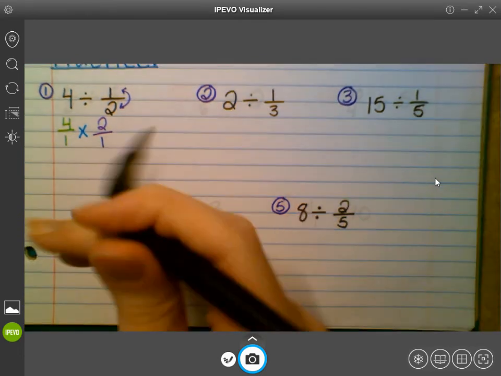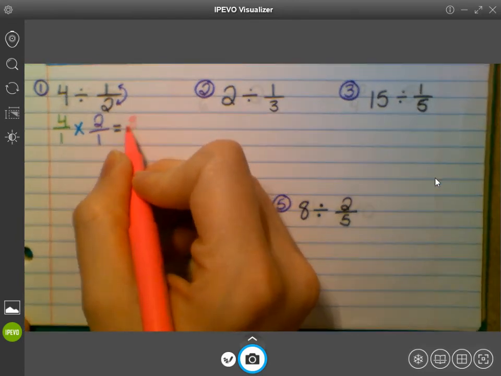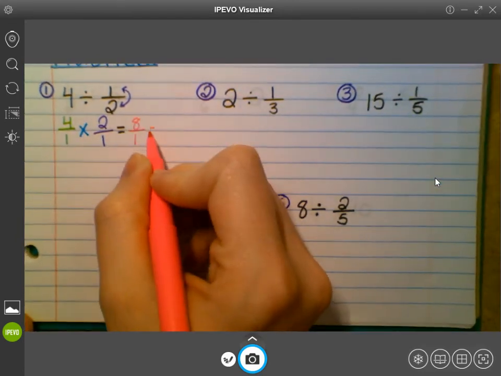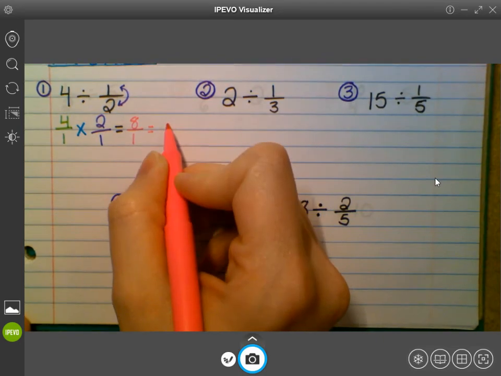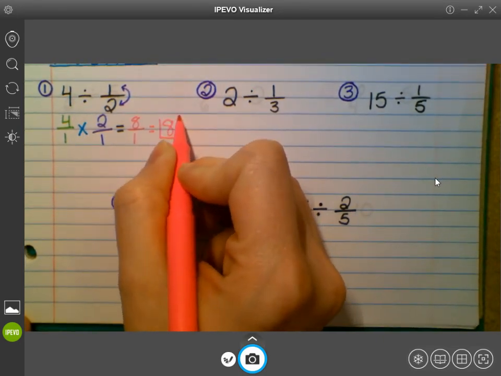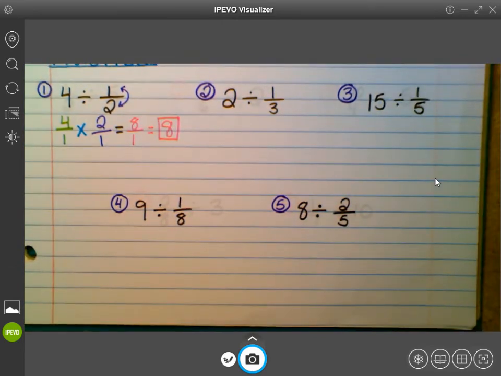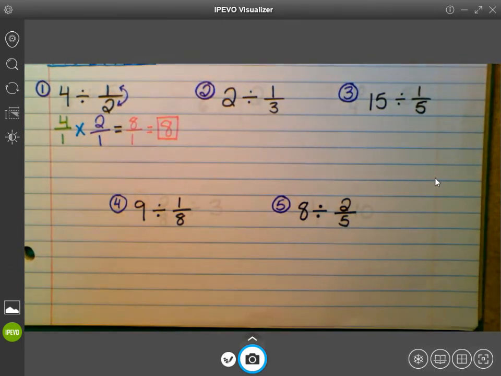So when I multiply these, I get 8 over 1, which is the same as what, 5th grade? 8. Give me a thumbs up if you got 8 as the answer for number 1. Awesome. Okay, so then number 2, we're doing the same thing.